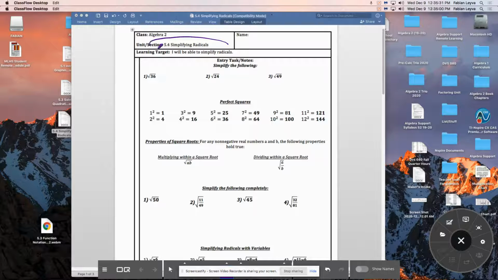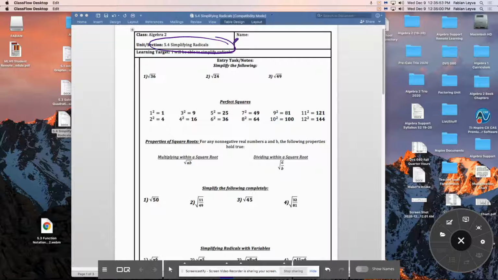Alright guys, so today we're going to continue on 5.4, simplifying radicals. Now what we're going to do here is, instead of continuing to solve quadratics, learn a skill that's essential so that when we solve quadratics in the future, we know how to simplify radicals. So you can kind of see where we're going. You need to know how to simplify radicals so when we get to it in the future, you know how.